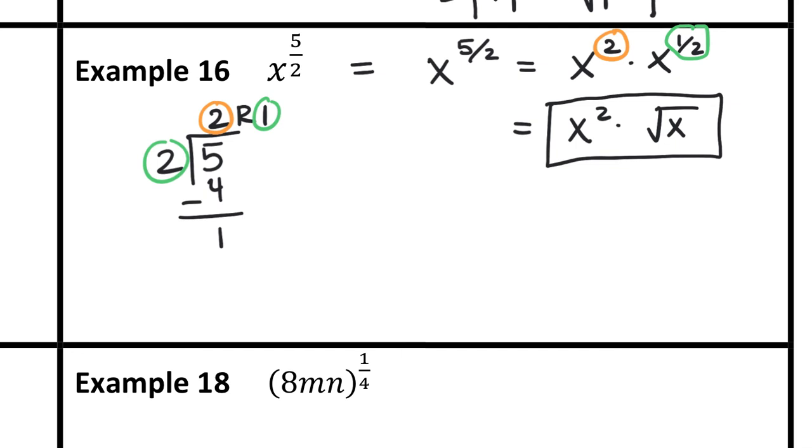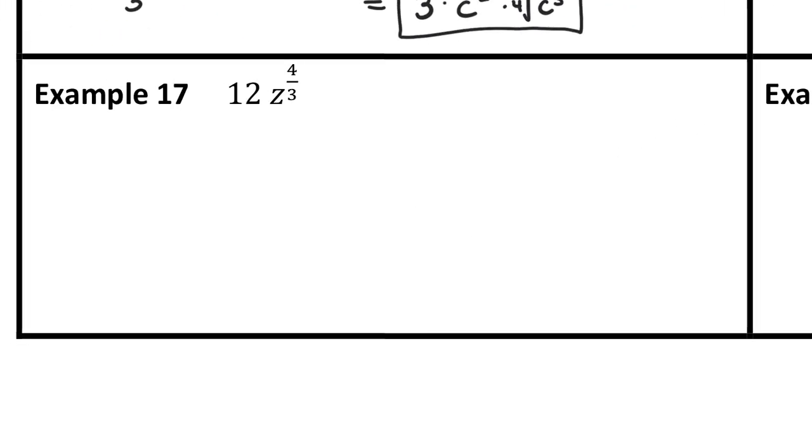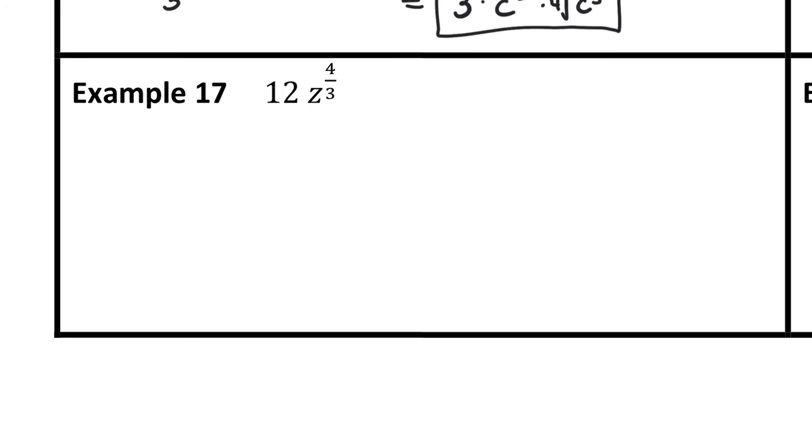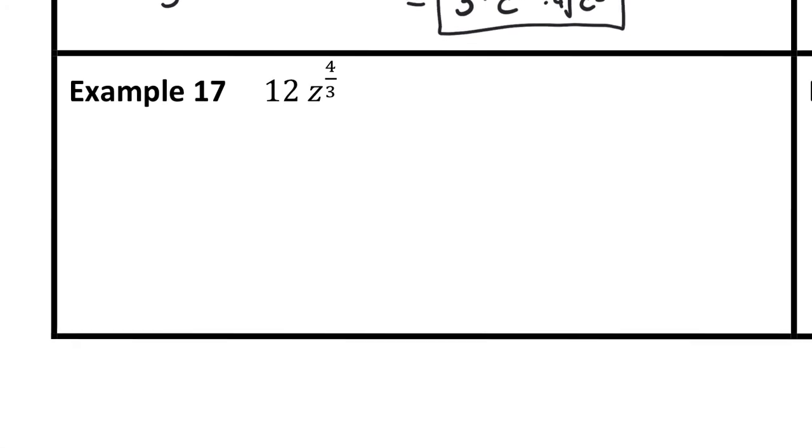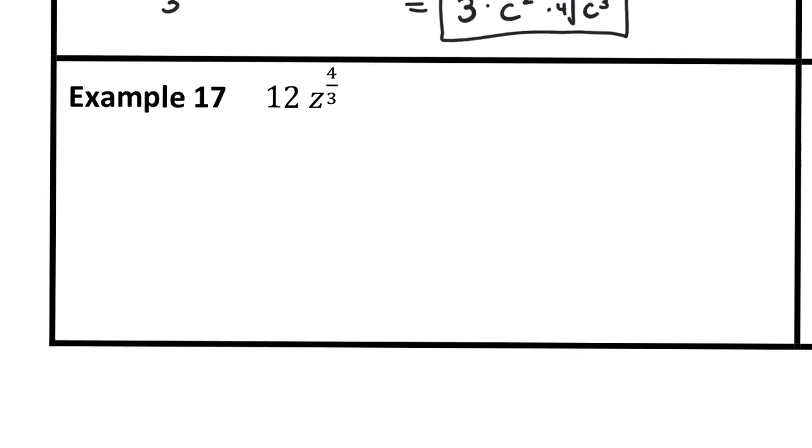Then we're going to go to example 17. And again, we're doing a total of 18 examples, so we're almost done. Here what we want to notice is that the 12 is by itself. In other words, it's not being raised to the power of 4/3. Only the z is being raised to the power of 4/3. So we can just bring the 12 along and copy the problem.